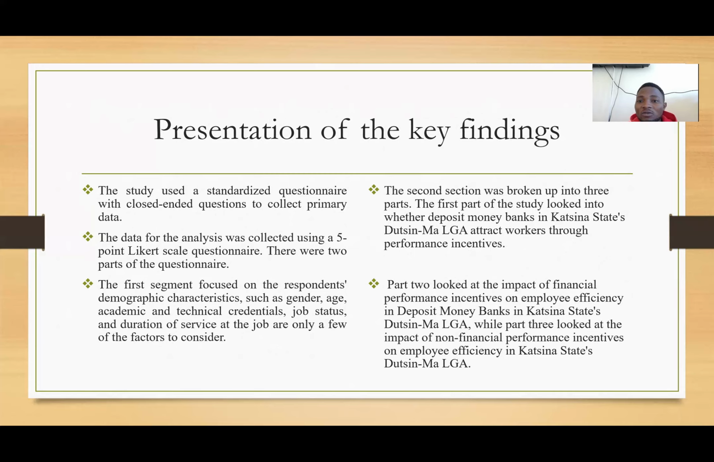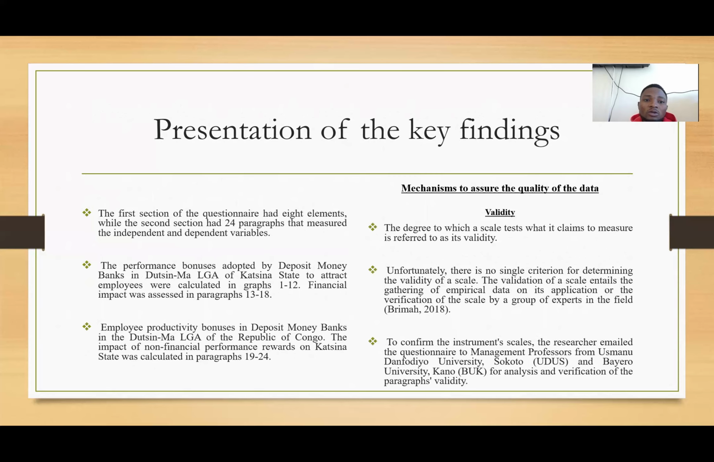So the second section was broken up into three parts. The first part of the study looked into whether deposit money banks in Katsina State attract workers through performance incentives. Part 2 looked at the impact of performance incentives on employees' efficiency in deposit money banks in Katsina State, while Part 3 looked at the impact of financial performance incentives on employees' efficiency in Katsina State. Let me talk about the presentation of the key findings.